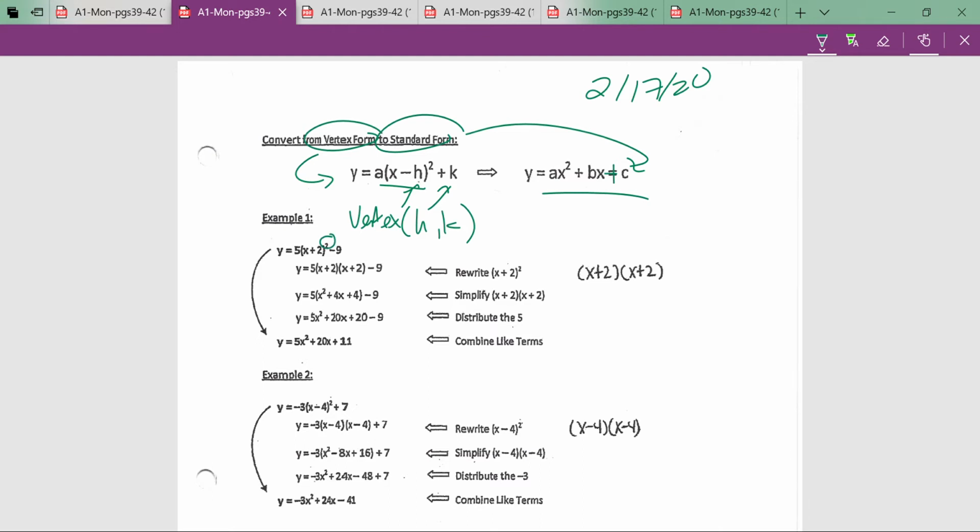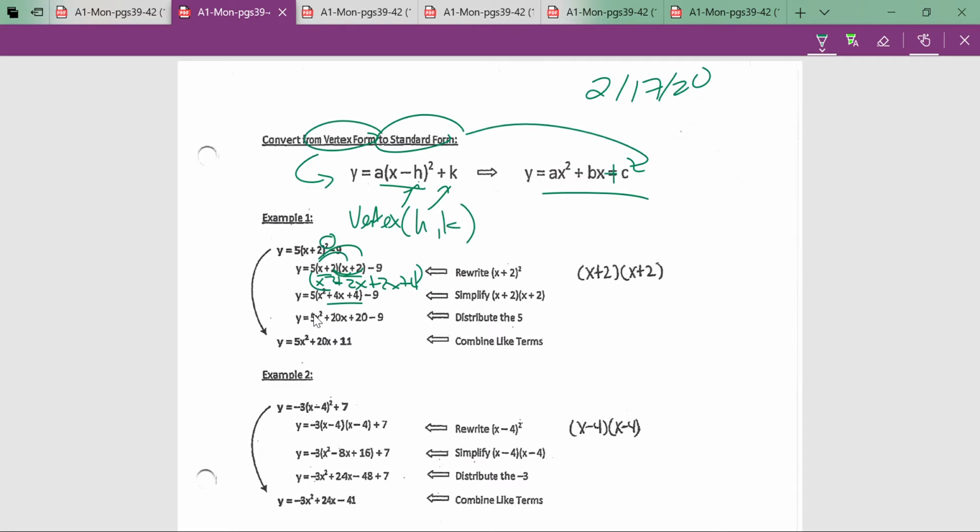Alright, so the first thing to do is, because you have parentheses raised to a power of 2 and it's a binomial inside, you write it twice. Then you're going to do FOIL, or the rainbow method. X times x is x squared. X times 2 is 2x. 2 times x is 2x, and 2 times 2 is 4. Then that combines the middle two terms, 2x plus 2x is 4x, so that goes here. But we still have a 5 in front of those parentheses, so we still keep that there.